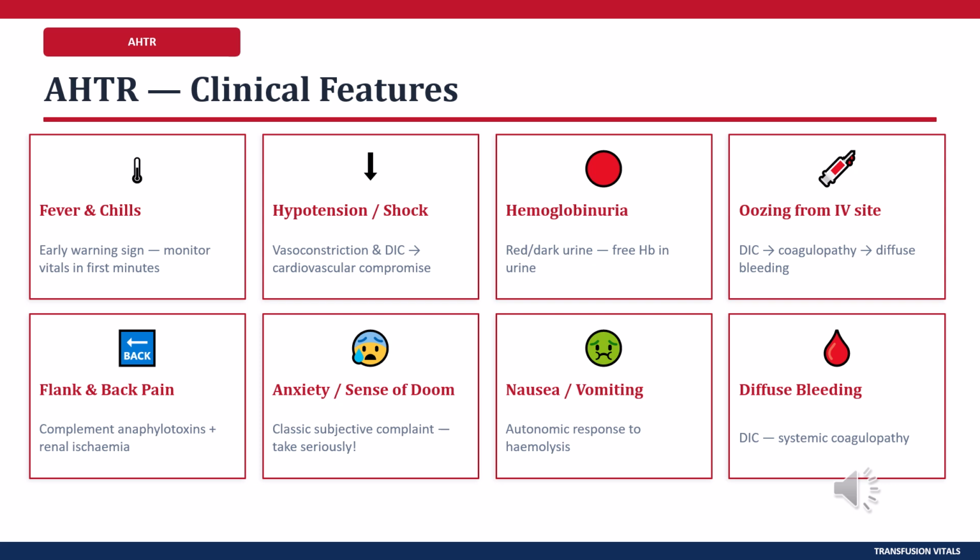Now, what does the patient actually look and feel like? The classical triad to remember is fever plus back or flank pain plus dark urine, that is hemoglobinuria. If a patient develops these during or shortly after the transfusion, stop the transfusion immediately. Fever is almost always the first sign. Then hypotension and tachycardia as shock develops. The oozing from the IV site is a sinister sign of DIC.